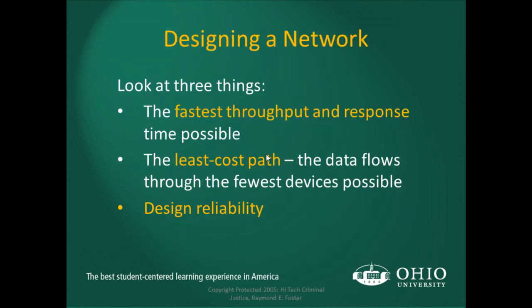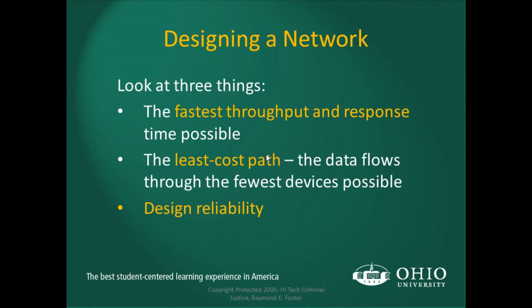Designing a network, look at the three things: the fastest throughput and response, least cost path, and design reliability. So when designing a network, those are probably the three most important things that they look at. How fast we can allow the data to flow. Do we have to have routing and switching and things that tend to slow that down?